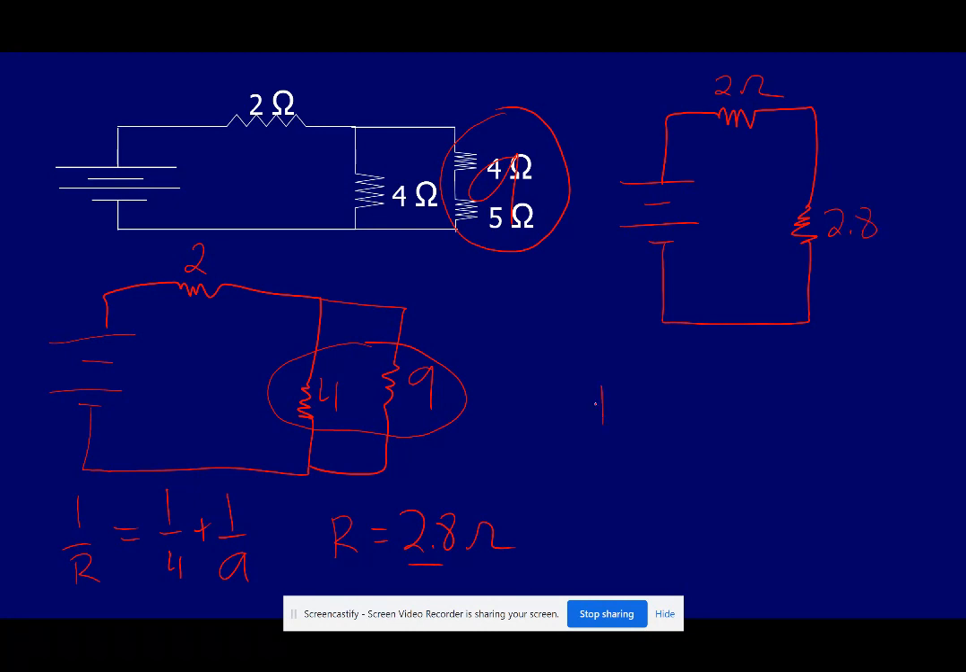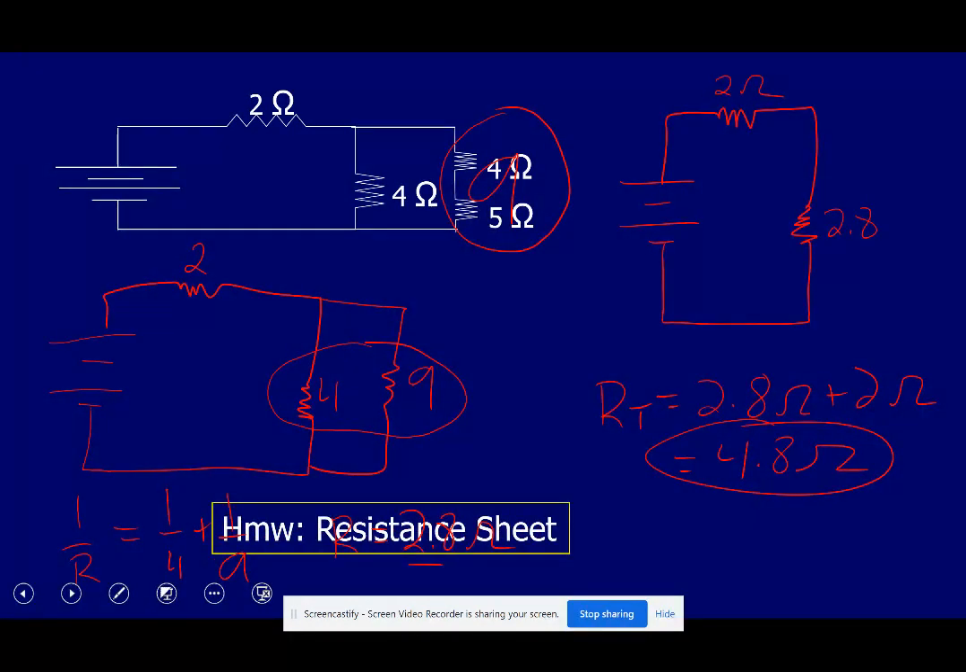Now it's really easy to finish off. Total resistance is just 2.8 ohms plus 2 ohms, which is 4.8 ohms. All right. So those last three are about as tricky as it gets. Combination circuits are as hard as this stuff will get for you.